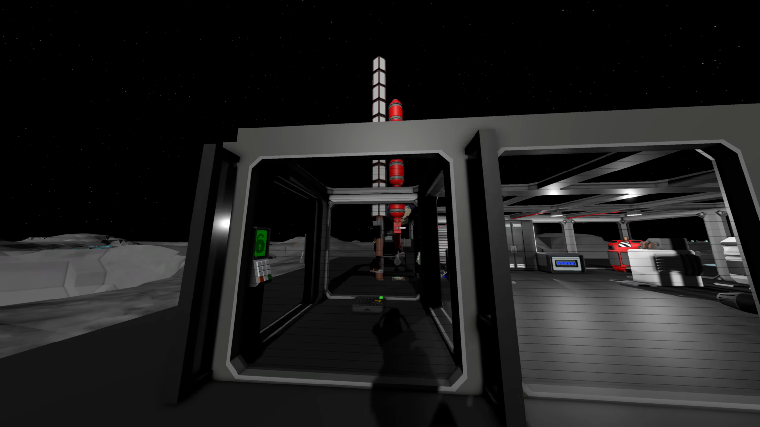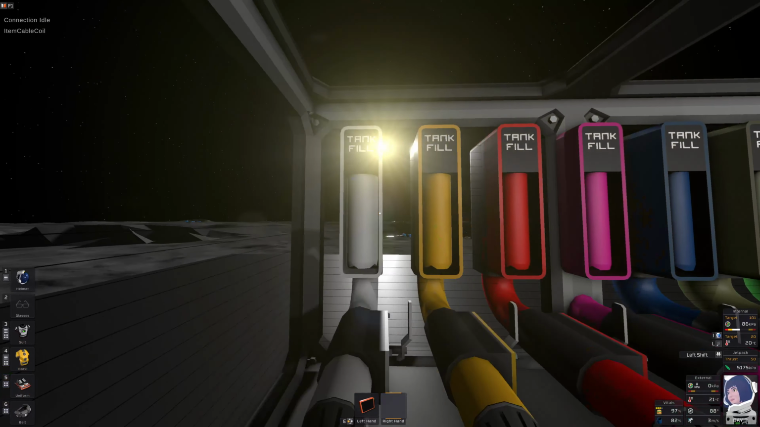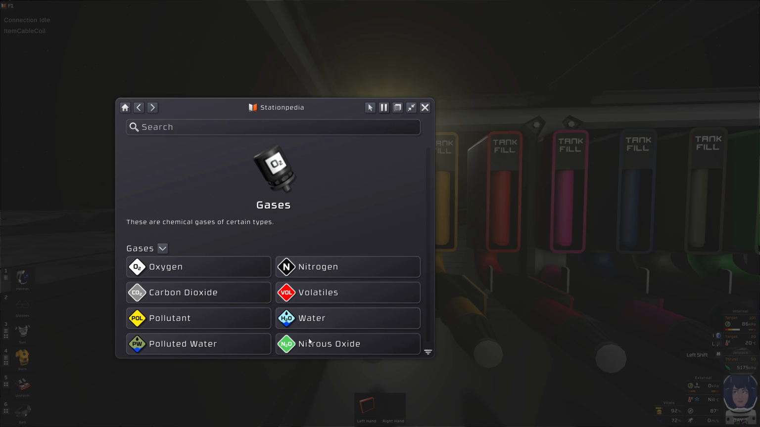Atmospherics tutorial for total beginners, episode 2. Let's take a look at the gases in Stationeers. Nitrous oxide, and well, polluted water isn't a gas, but in a way it's a gas. Depends on how you look at it. Water, pollutant, volatiles, carbon dioxide, nitrogen, and oxygen, we are already rather familiar with.